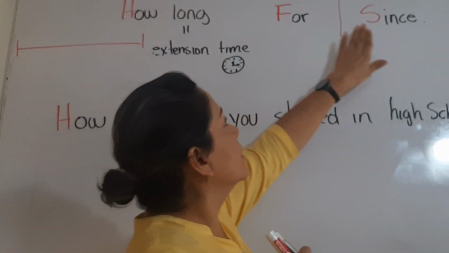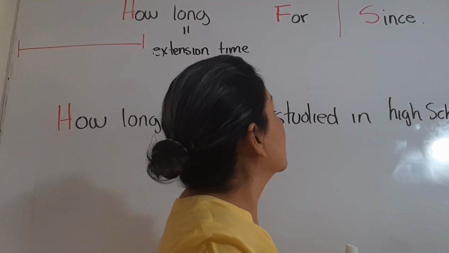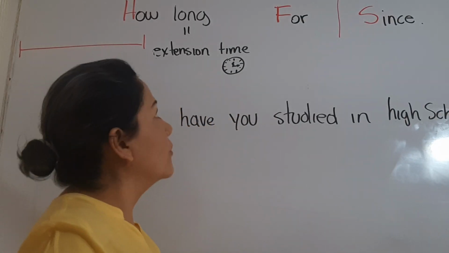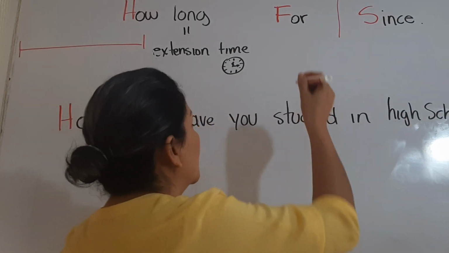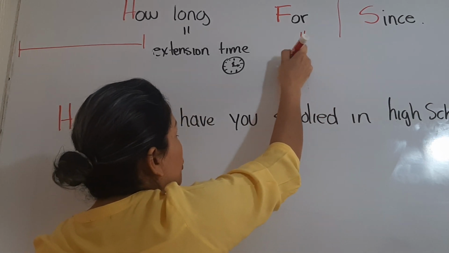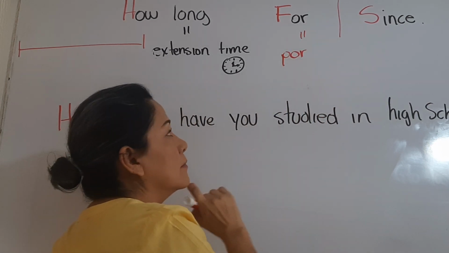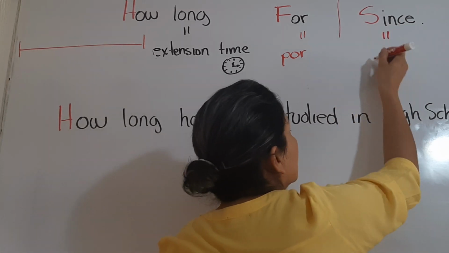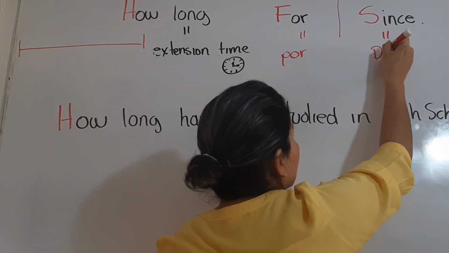Then we have the words for or since. What is the meaning of for? For, in this sense, it means por. And since means desde.